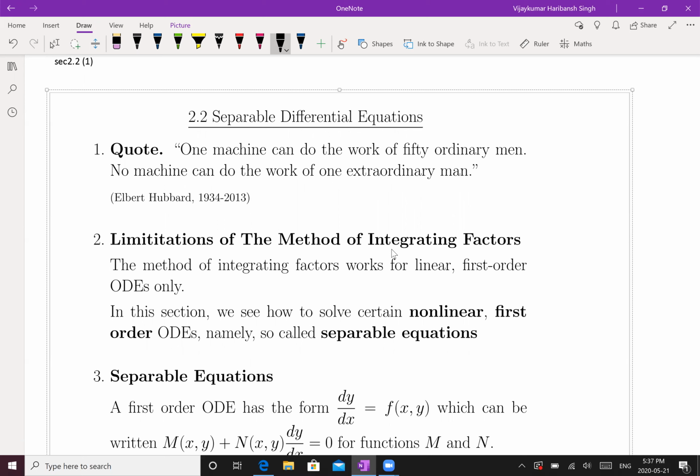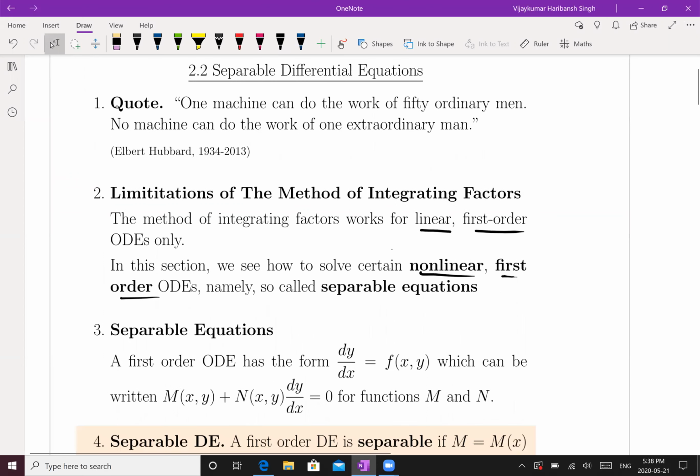Note that the method of integrating factors for solving a differential equation only works for first order and linear differential equations. So now in this section, we want to move from linear to nonlinear, but still keep the first order. So we want to solve nonlinear first order differential equations, and not all of them, but a special class of them, which is called separable differential equations. Okay, so what is a separable differential equation?